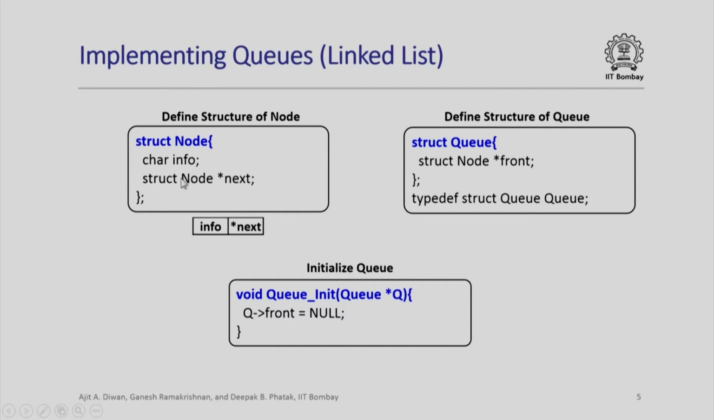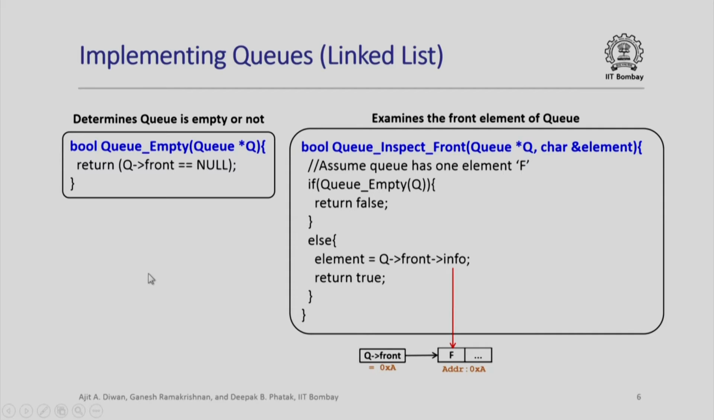The structure of the node is defined very simply. We have already seen that info and *next are the two items in that structure. The queue itself is defined as a linked list of these nodes. Initialization of the queue is very simple. We simply set front to null. That means queue has nobody. Determine whether queue is empty or not. Again, if queue front is null, it is empty, otherwise it is not empty. We have not written any function to examine whether the queue is full or not. As mentioned, we believe we do not need one while implementing it using linked list.